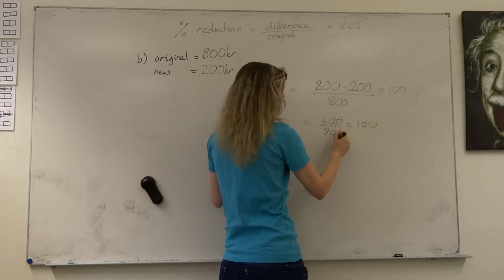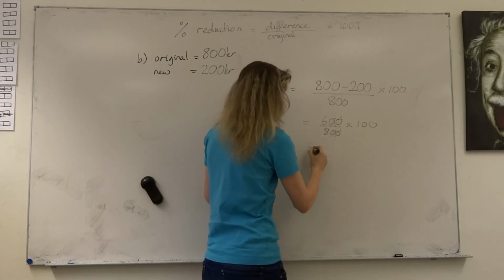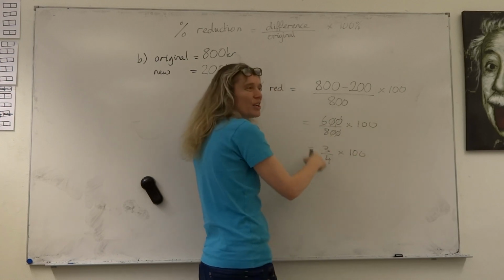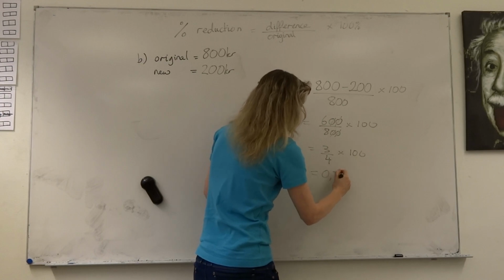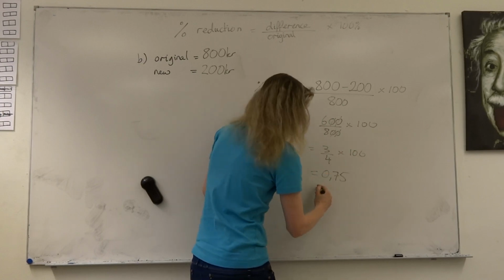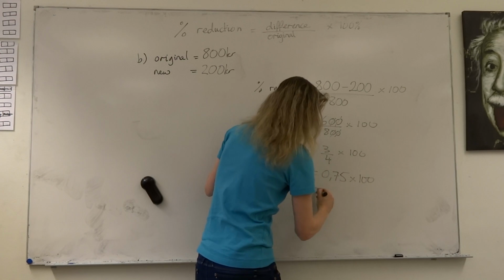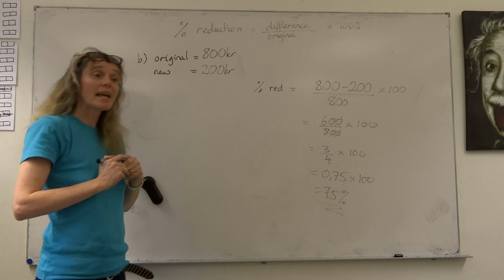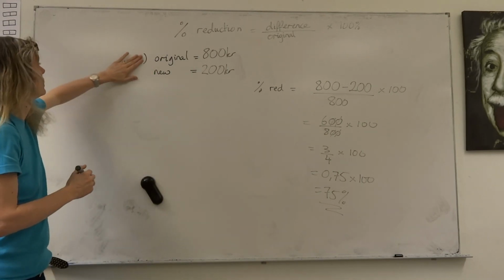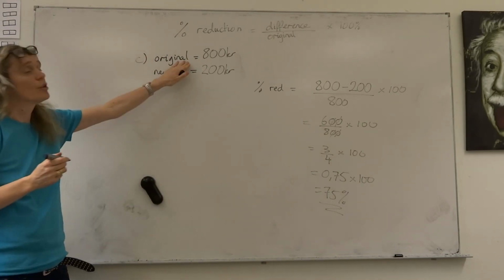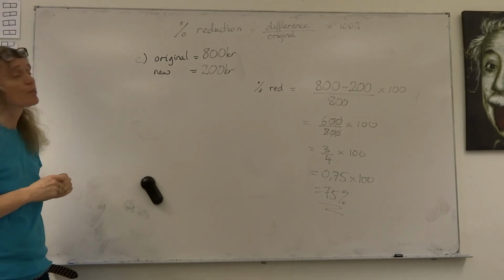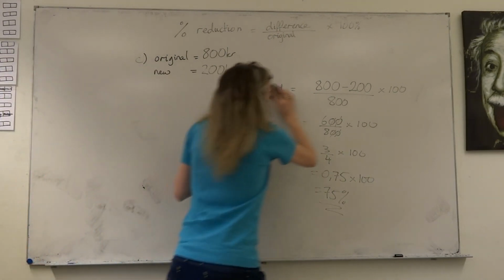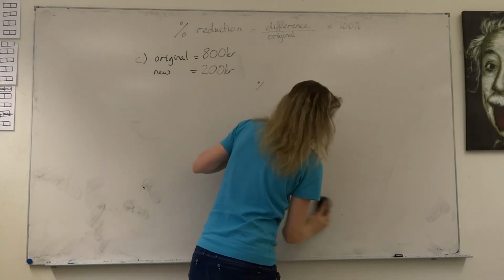We know that 600 over 800 is 6/8, which is the same as 3/4 times 100. We see 3/4 and we know that it is 0.75 times 100. It's 75%. So the biggest percentage reduction was in question C, where the original price was 800 and the new price was 200. 75% reduction. Okay, that was all the percentage reduction questions.